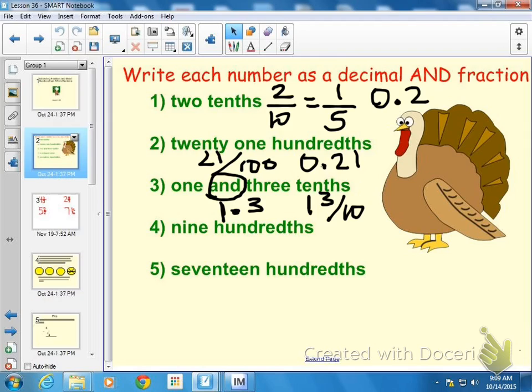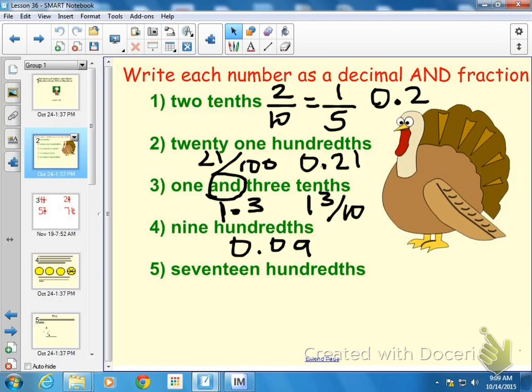Now I have 9 hundredths. I have no and, so I don't have anything in the wholes. So I have 9 hundredths. So then I don't have anything in the tenths place, but I do have a 9 in the hundredths place. So is that 9 hundredths? Absolutely.